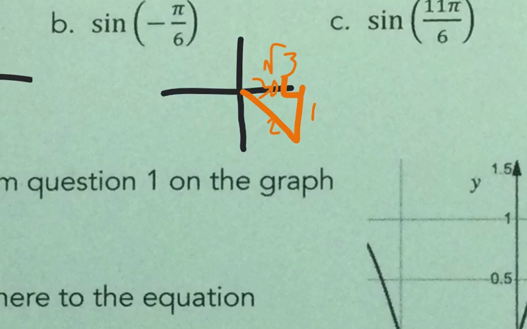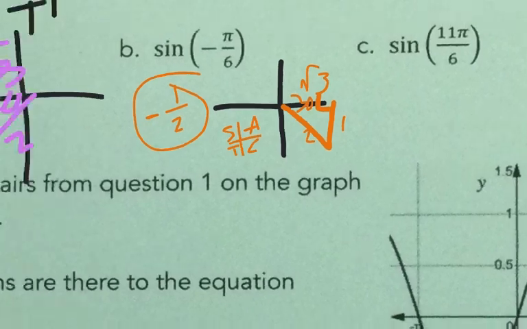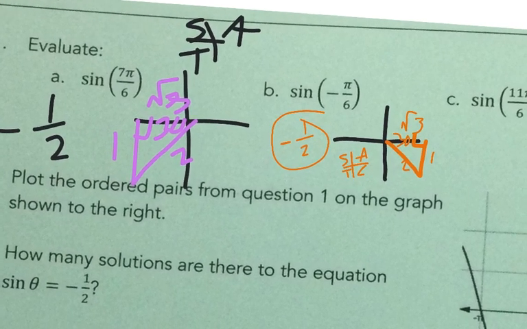Sine is the opposite over the hypotenuse. So it would be 1 over 2. And because I'm in the fourth quadrant, that would be negative, right? All students take calculus. Sine is negative. Okay. Well, that's cool, I guess.